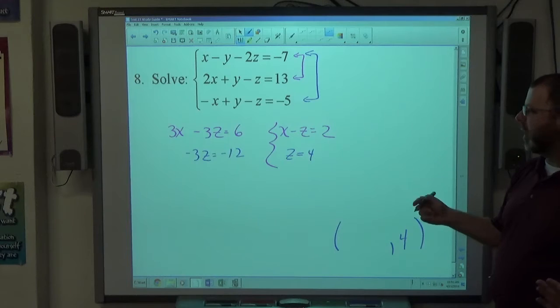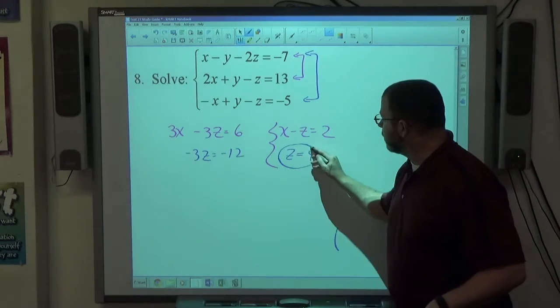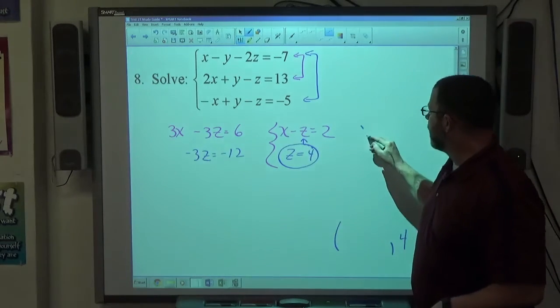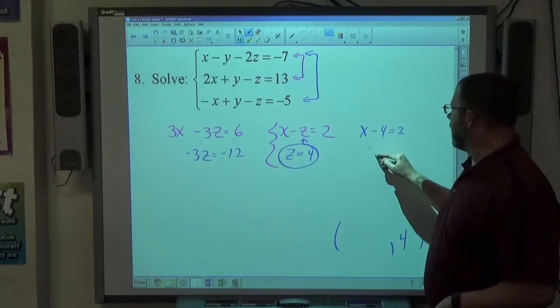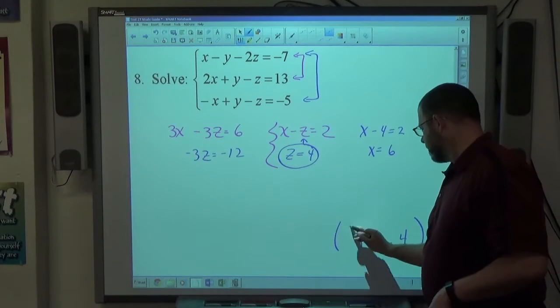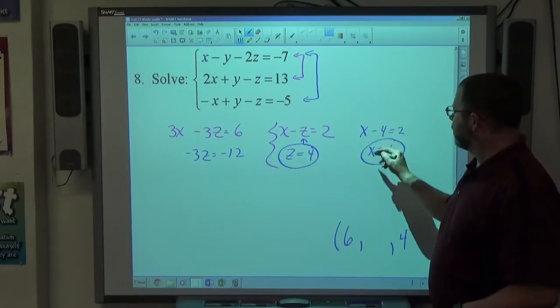I've already got part of my answer. Once I know z is equal to 4, I can just substitute there. x minus 4 equals 2, so x is going to equal 6. And it wants to know x is equal to 6 and z is equal to 4.